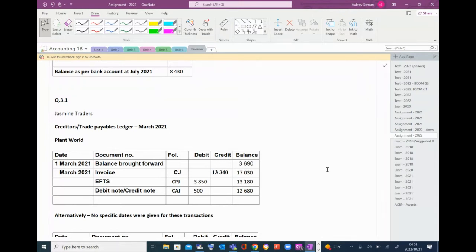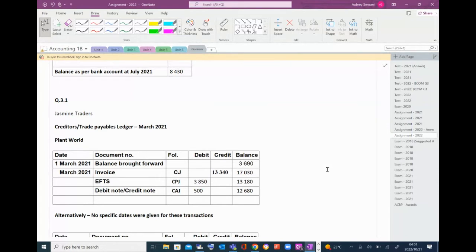Okay, so number one, it says the balance on Plant World's account in the trade payables subsidiary ledger of Jasmine Traders on 1 March was 3,690. The difference between the statement balance and the trade payables subsidiary ledger balance was as a result of an EFT payment made on 28 February that was not reflected by Plant World. Okay, so basically what they're saying there is the balance that we have of 3,690 is the correct one.